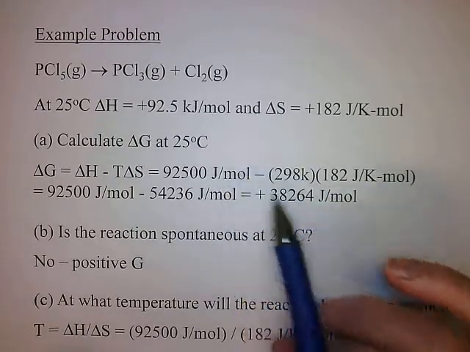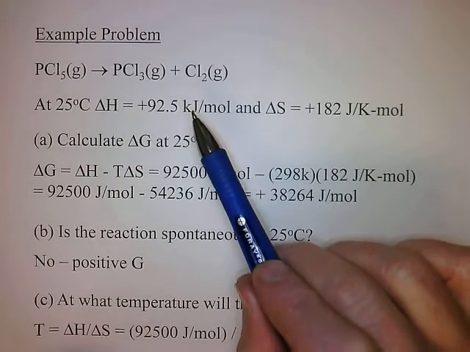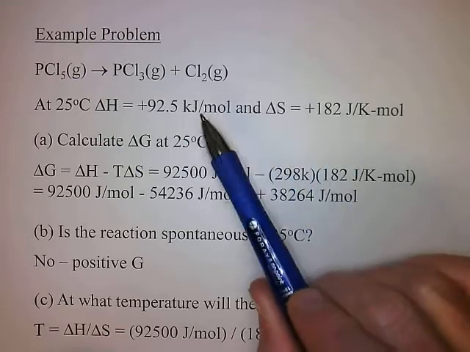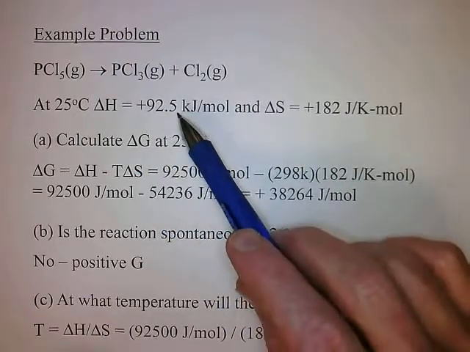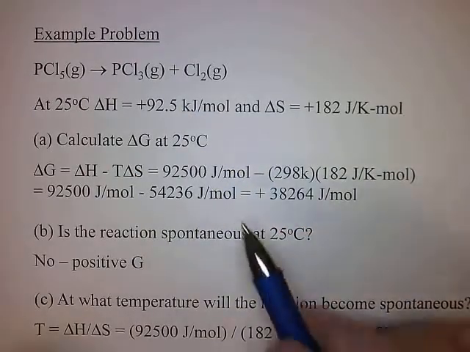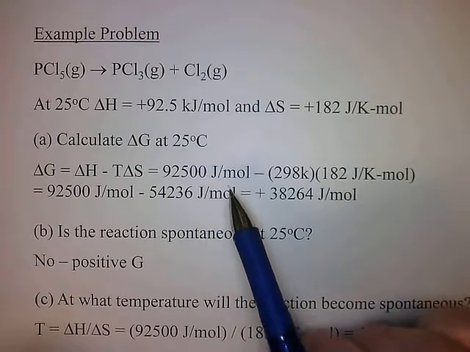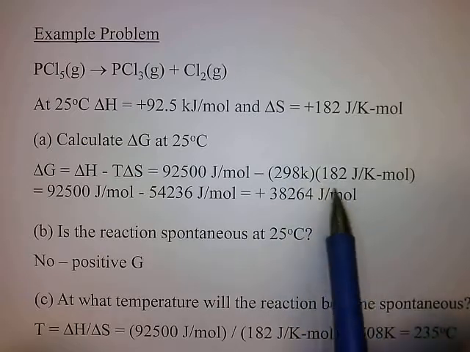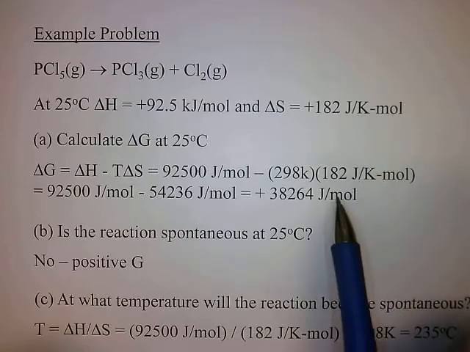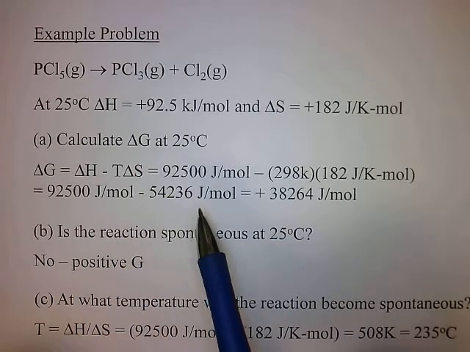So is this reaction spontaneous at standard conditions? You're going to have to be careful with your units here, because this is kilojoules and this is joules. So to be consistent with the units, we're going to have to multiply this one by 1,000 to convert kilojoules into joules. Okay, so delta G is delta H minus T delta S. That's 92,500 joules per mole minus 298 Kelvin times 182 joules per Kelvin mole. And notice the Kelvins will cancel, and that's going to give us joules per mole. Okay, so that's 92,500 minus 54,236 joules per mole.